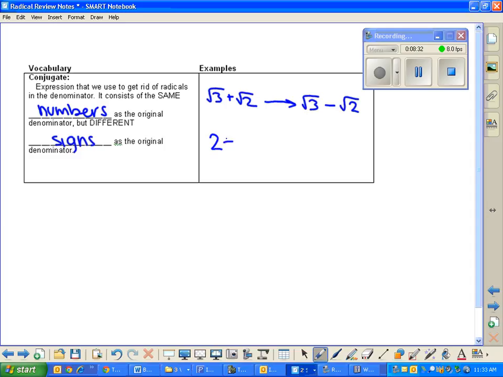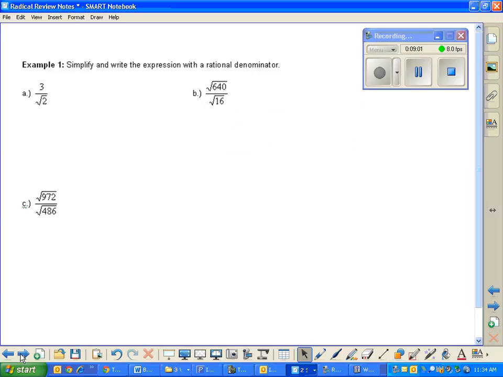So what if our denominator is 2 plus the square root of 2? Our conjugate is 2 minus the square root of 2. That's all the conjugate is. And you'll see later when we do examples why we need to use the conjugate to get rid of the radical in the denominator, how it helps us to get rid of the radical in the denominator. Are we clear about what the conjugate is, though? Yeah? Nods? Yes? We're good? Okay. All right. Example 1.